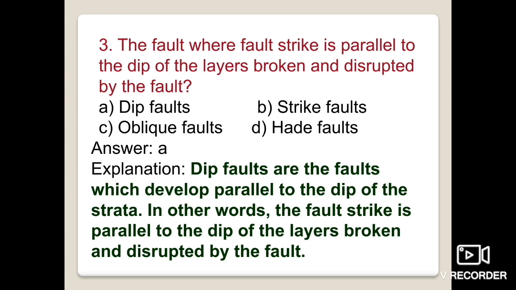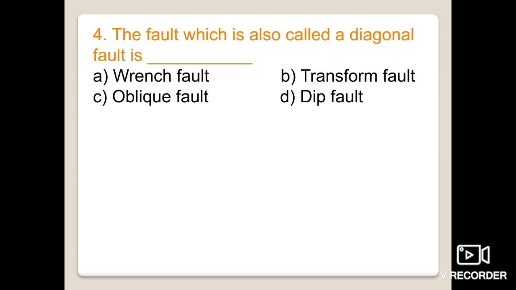Dip faults are the faults which develop parallel to the dip of the strata, or we can say in other terms, the fault strike is parallel to the dip of the layer, broken and disrupted by the faulting, okay. So option A, dip fault, is the right answer. Fourth one is the fault which is also called a diagonal fault, okay. A fault which is also called a diagonal fault.